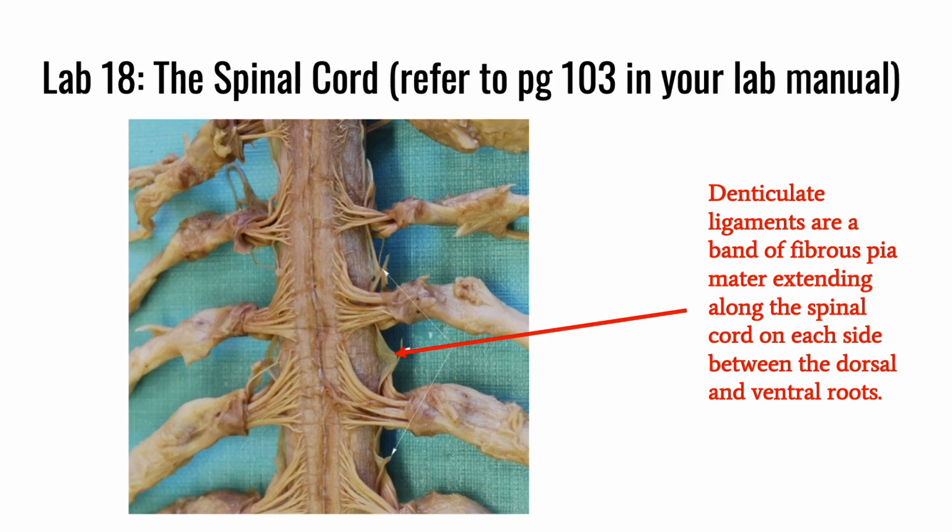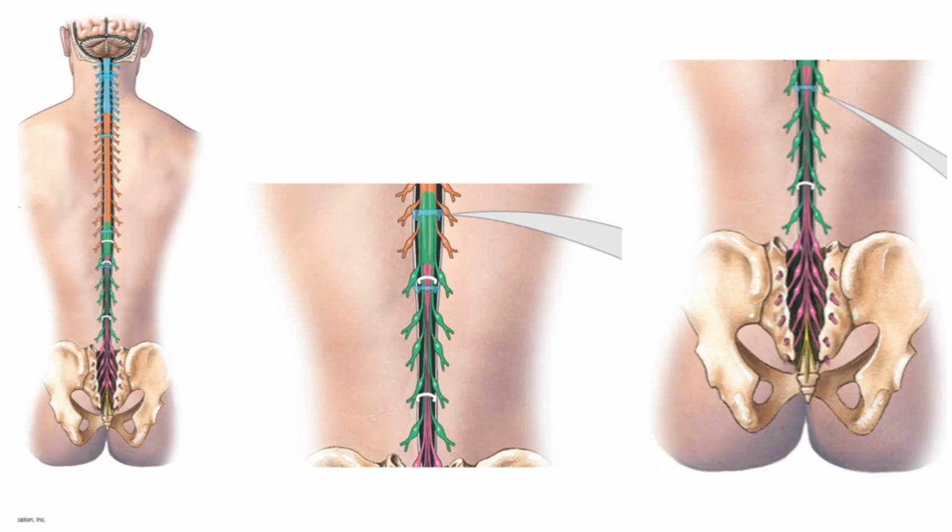So the denticulate ligaments look a little bit like this, and basically what they are is they're these bands of pia mater that extend along the spinal cord on each side, and they actually divide the dorsal roots from the ventral roots. So here's an unlabeled picture of what we just talked about, and now might be a good time to pause the video and work on identifying the structures listed on page 103 that we've talked about so far.